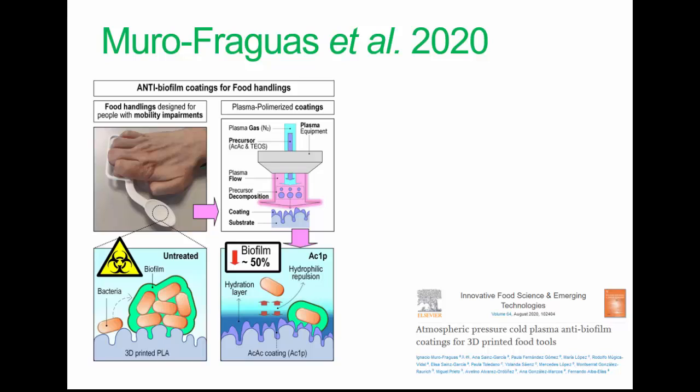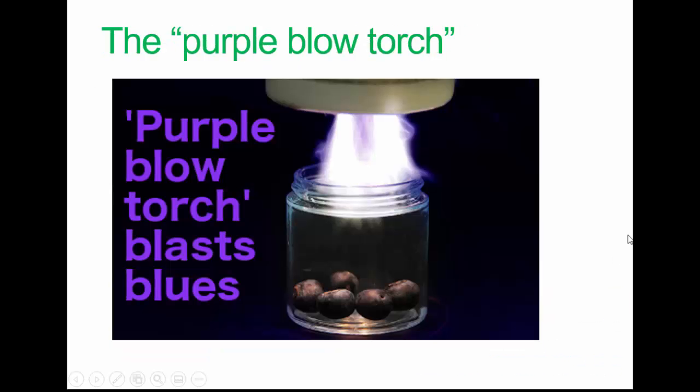So this is obviously another one of those examples which looks at food technology but links through to areas such as dietetics. So, yep. Okay, and you can also see this article. That's what it looks like, the purple blowtorch that blasts the blues, in this case the blues being food poisoning microorganisms. Okay, so there we are. That's all for this. Thanks for listening.